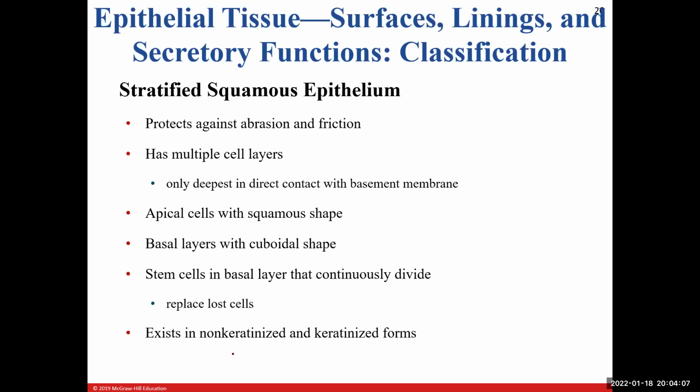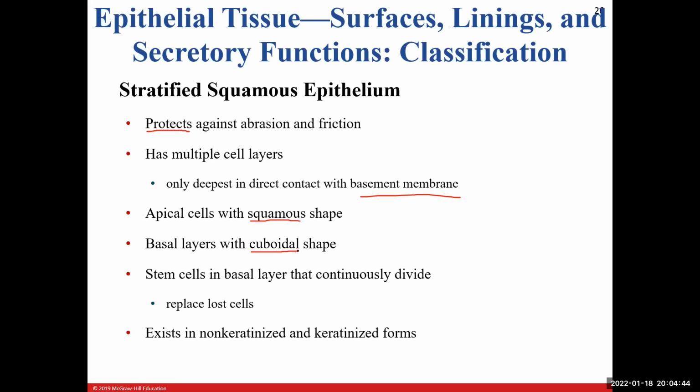So stratified squamous epithelium is the first type here. If you look at the title, stratified means two or more layers, squamous means the cells are flat. So again, this type of epithelium is great for protection from mechanical stresses. We have multiple layers. The bottommost layer will be in direct contact with the basement membrane. The apical cells will appear to be flattened, have that squamous shape. The bottom cells will appear to be cuboidal.